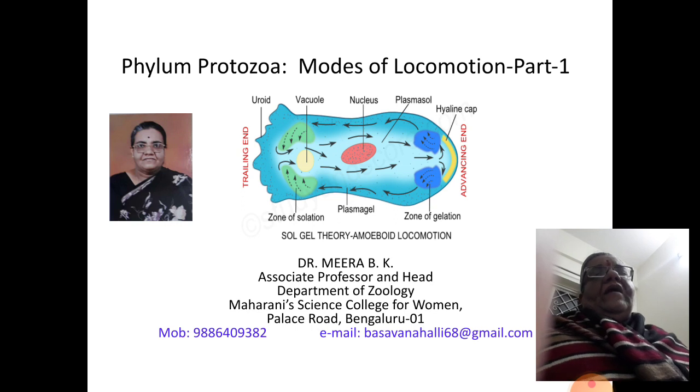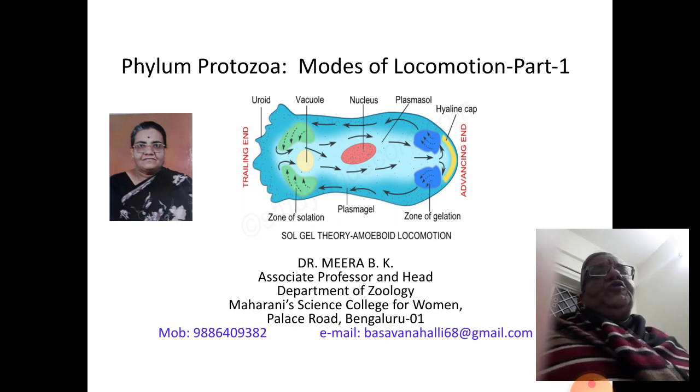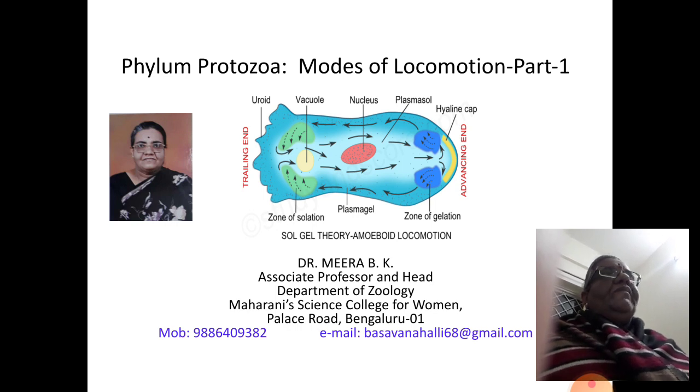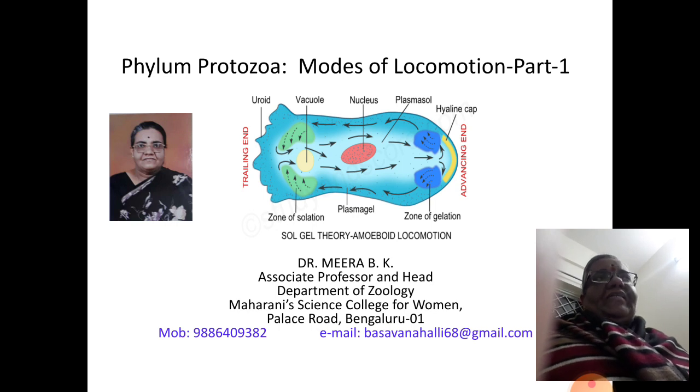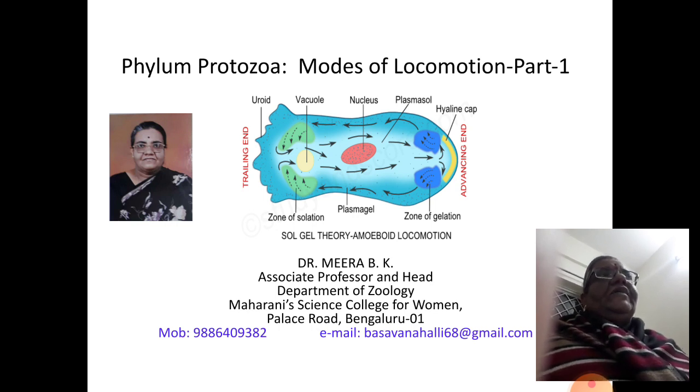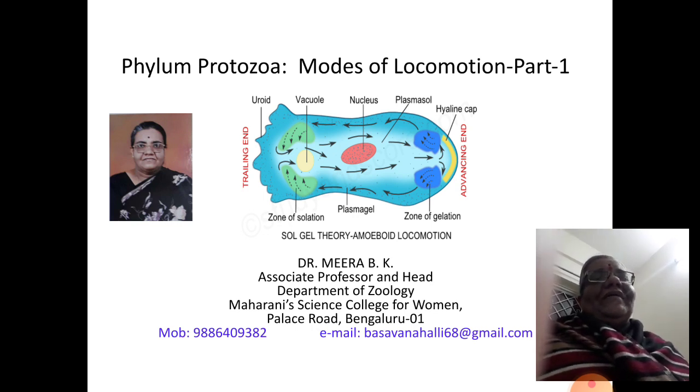Now, I have divided this topic into two parts. Modes of locomotion part 1, which deals with pseudopodial locomotion or amoeboid locomotion, and second part which deals with the euglenoid locomotion and ciliary locomotion. So, to make you understand clearly and not to get into complications, I have divided this chapter into two parts. Today let us learn about amoeboid locomotion.